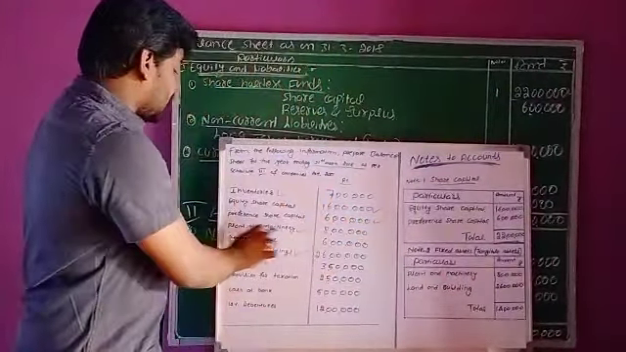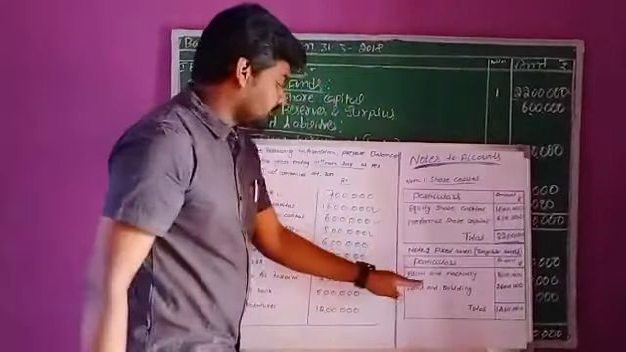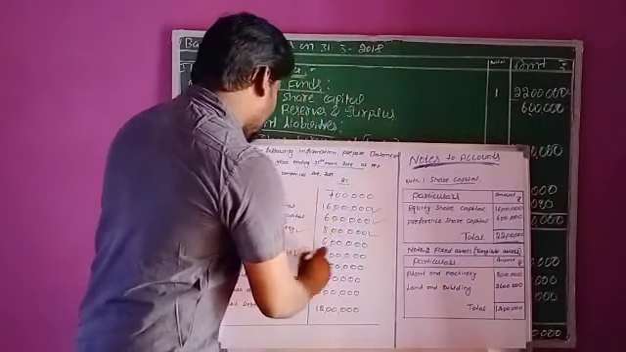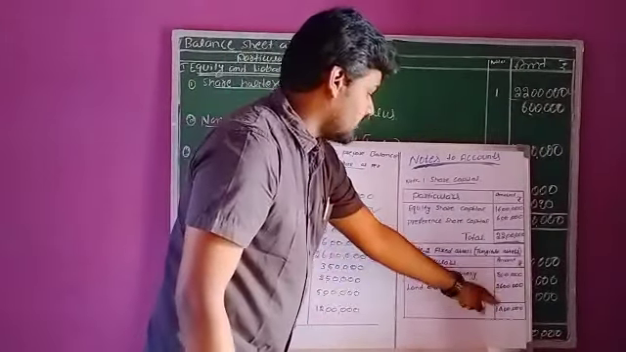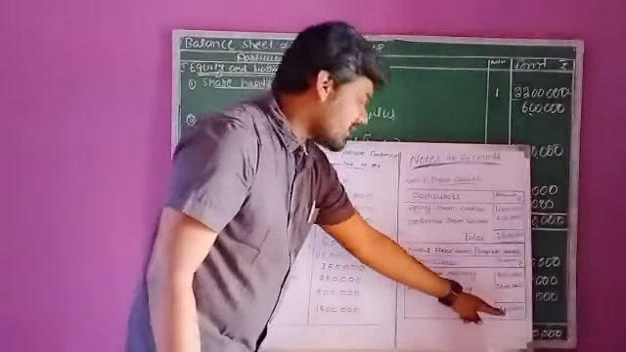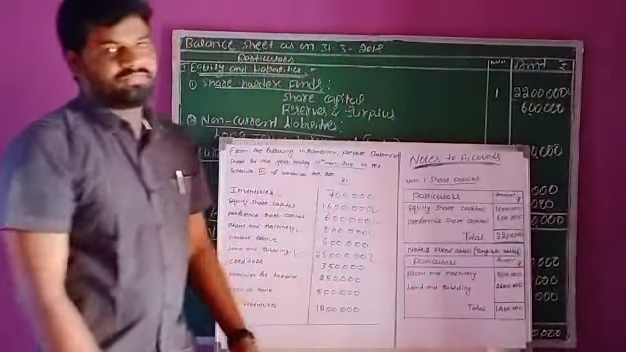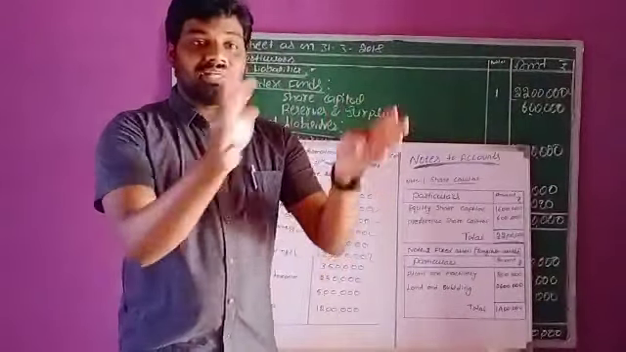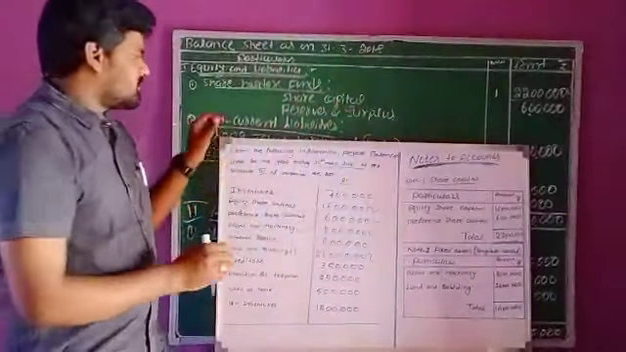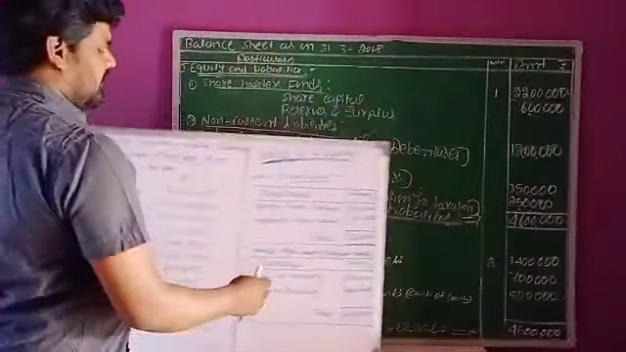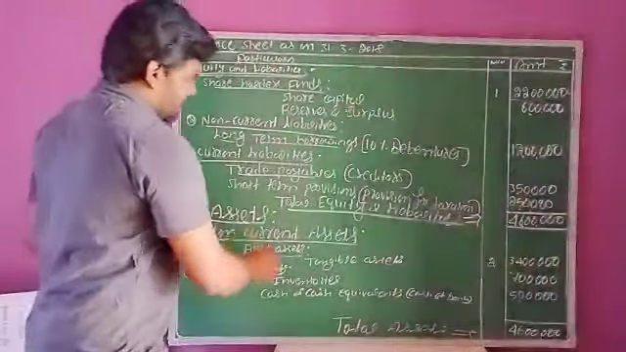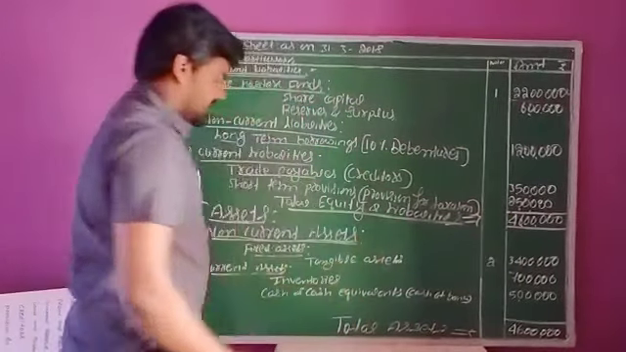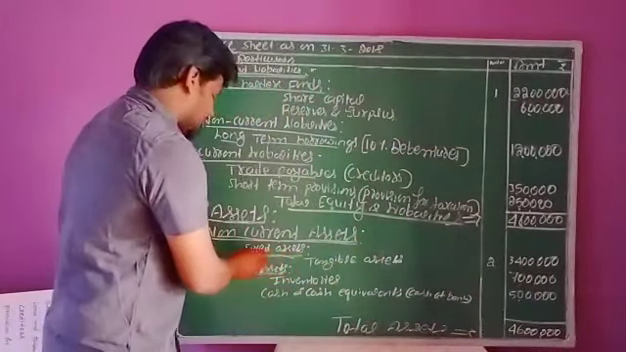The value of plant and machinery is 8 lakhs rupees. The next one, land and building, 26 lakhs rupees. The total value of tangible assets is 34 lakhs rupees. Right? So these 34 lakhs rupees we can call tangible assets under the fixed assets. So I have to write here the assets under the non-current assets. Under the non-current assets, the first head is fixed assets.